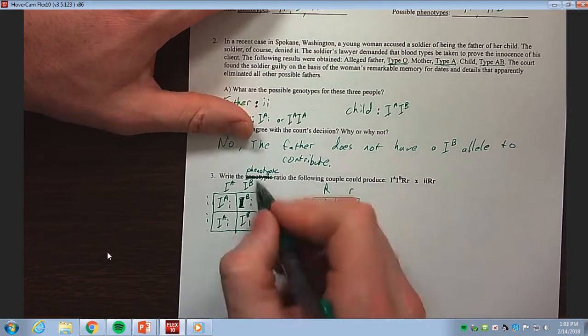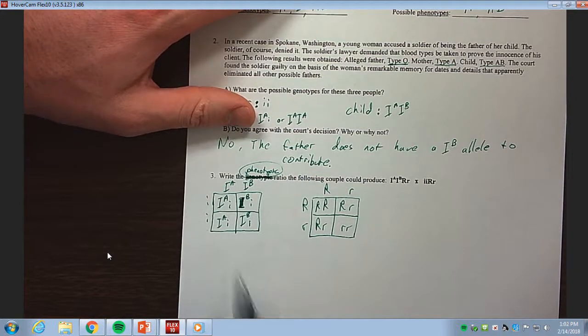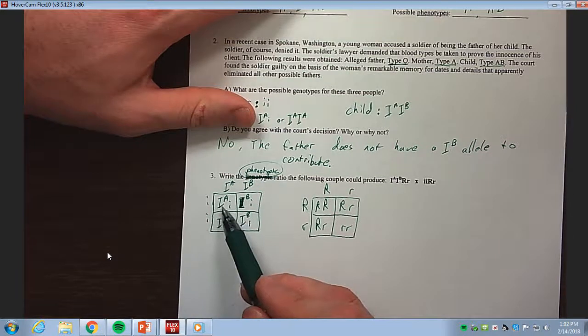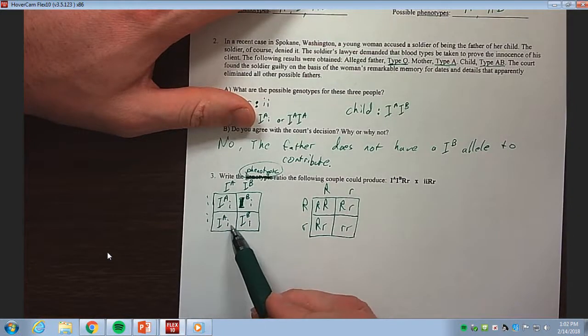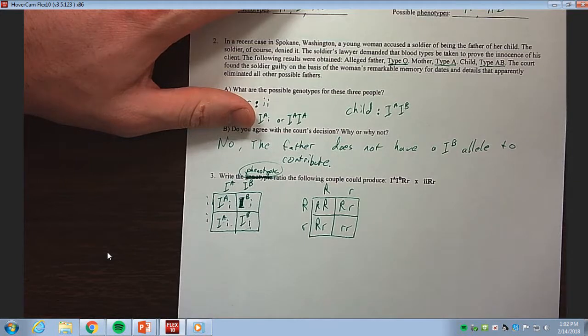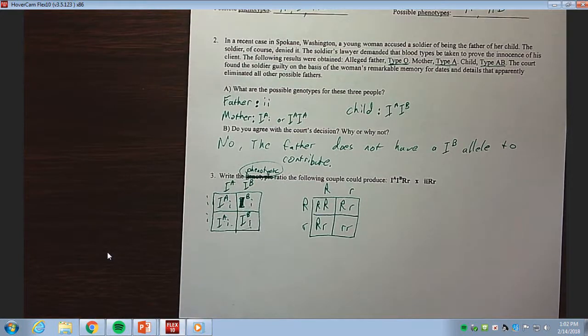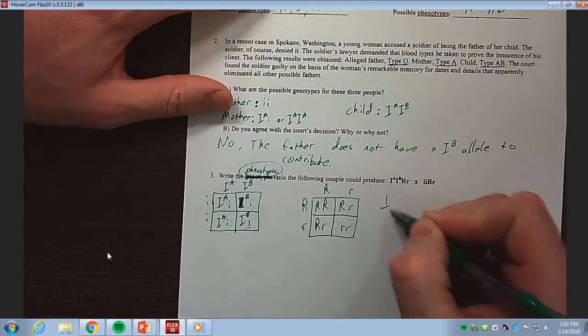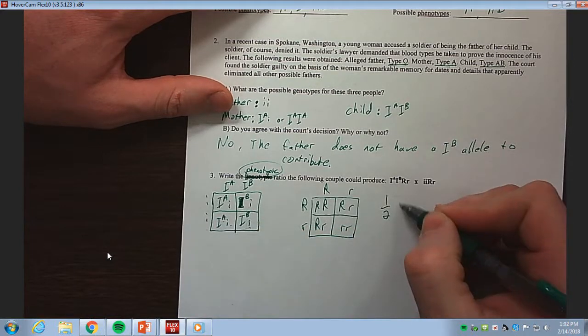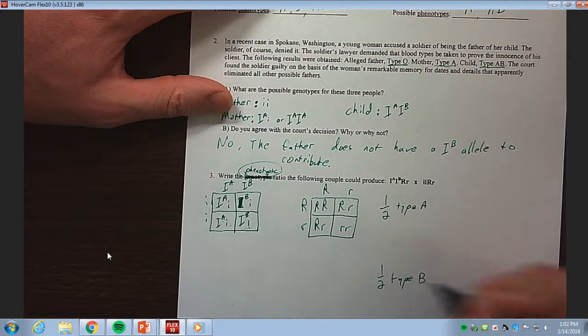Okay, now remember, we're just looking for the phenotypic ratio, so we can simplify this slightly. Let's look here. So here we have type A, type A, type B, type B. So we only have 2 things, half and half, 2 out of 4, 2 out of 4. So I'm going to spare you all the math, but it's going to end up being half and half. So here I'm going to write half of them are going to be type A, and give yourself plenty of space here. Half of them are going to be type B blood.